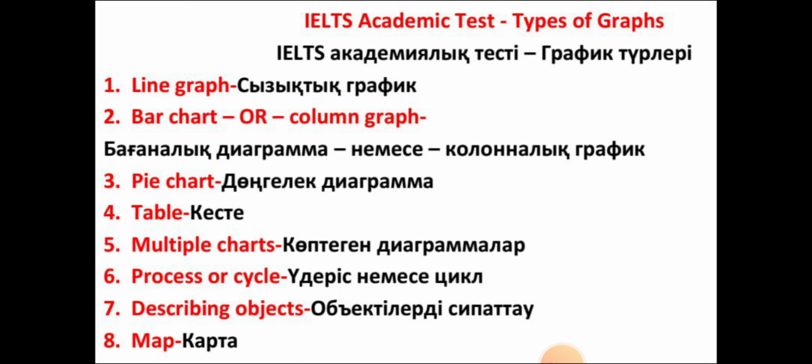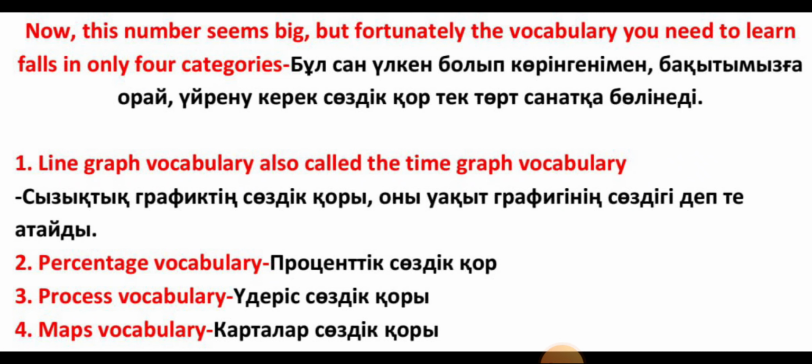IELTS academic test, types of graphs. Line graph, bar chart or column graph, pie chart, table, multiple charts, process or cycle, describing objects, map. Now, this number seems big, but fortunately, the vocabulary you need to learn falls in only 4 categories.